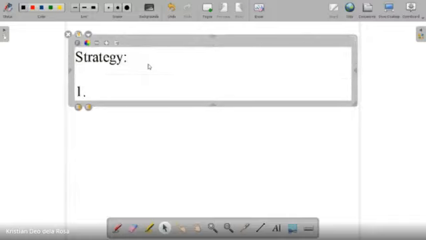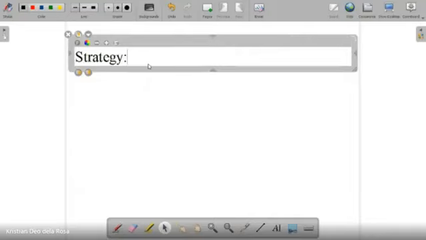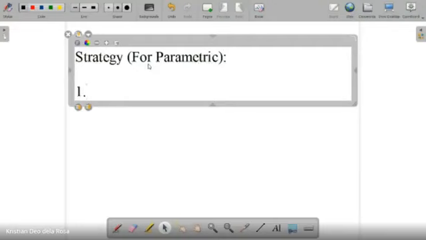Strategy natin is declare. This is for parametric. Number one is declare t, declare t from 0 to 100.